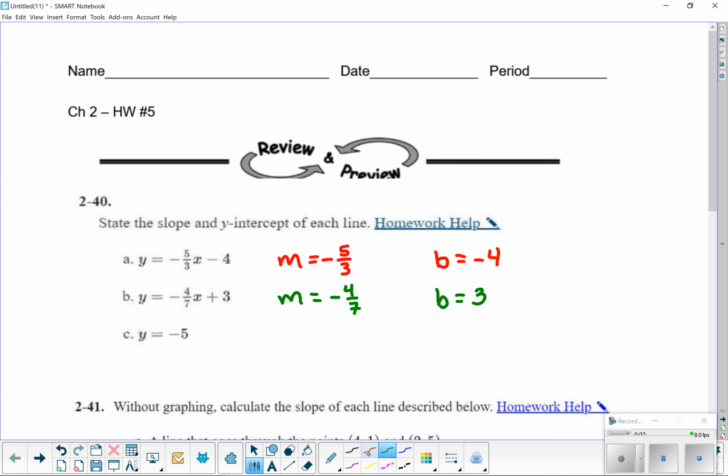Right. Now it's letter C. I'm going to rewrite this. So really it should be y equals no x, because there's no x, minus 5. So if you see that, now you know your slope. Slope is the number with the x, and the b is the number without the x, which is negative 5. Okay.